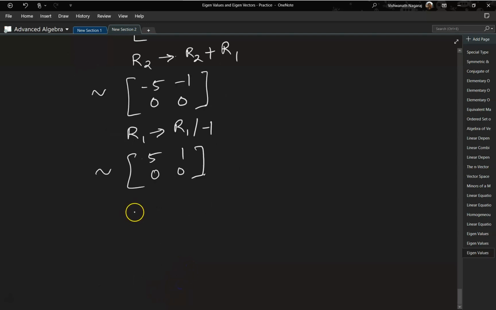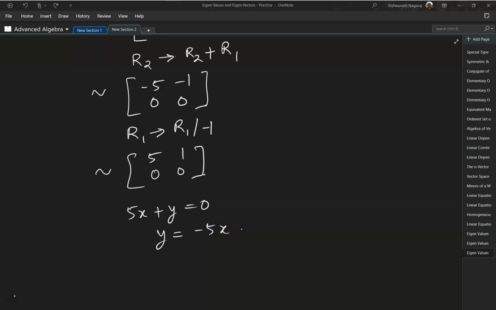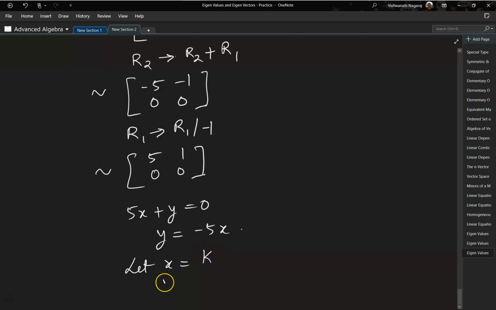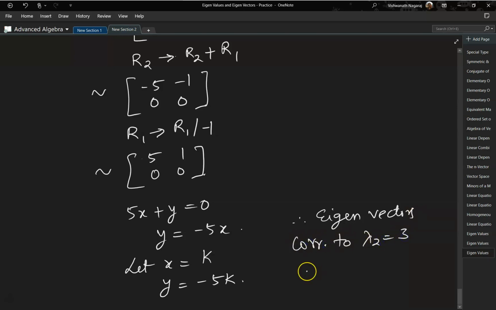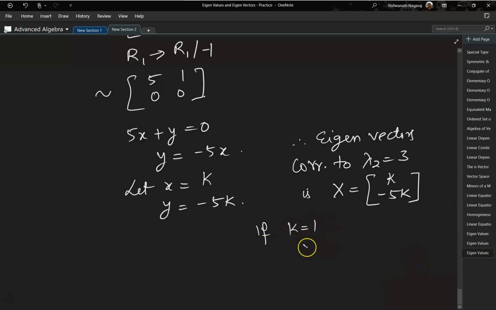So the corresponding equation form would be 5x plus y equal to 0. Y is equal to minus 5x. Okay, so x is the independent. So let x equal to k. Then y becomes minus 5k. So therefore, the eigenvector corresponding to lambda 2 equal to 3 is x equal to k, minus 5k. If k is equal to 1, then x is equal to 1, minus 5.